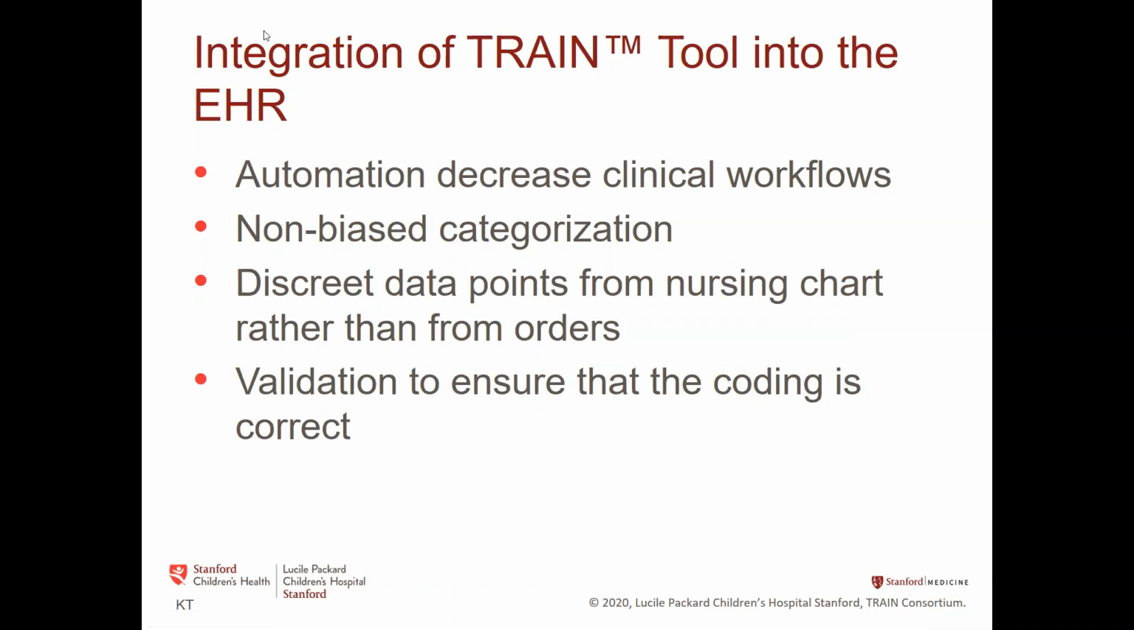I'm just going to talk a little bit about the integration of TRAIN into the electronic health record. We've done this in 2 incidents, once in Cerner and once in Epic, and we have also helped a couple different organizations with this. So really the value of it is it's non-biased. It pulls discrete data points from nurses' charting and orders, and you're able to validate the coding to make sure that all the patients are scored correctly. So an automated process that updates with charting, which is great.